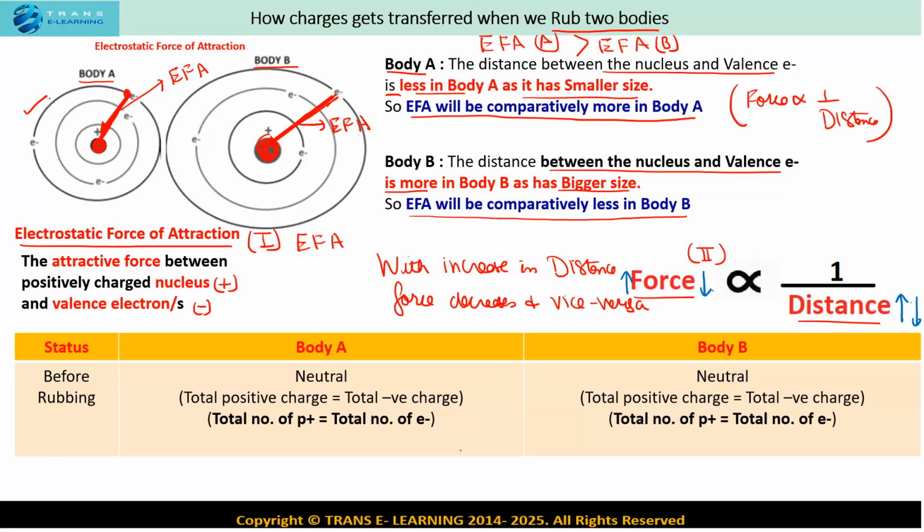So first of all, let us consider what happens before rubbing. Here you can see that these bodies are a little bit apart, so they are not rubbed right now. So what is the charge on these bodies before rubbing? Before rubbing, body A as well as body B, both of them will be neutral. This means that the total positive charge is equal to the total negative charge. That means the total number of protons will be equal to the total number of electrons. And in body B also, the total number of protons will be equal to the total number of electrons. So both the bodies before rubbing are neutral.